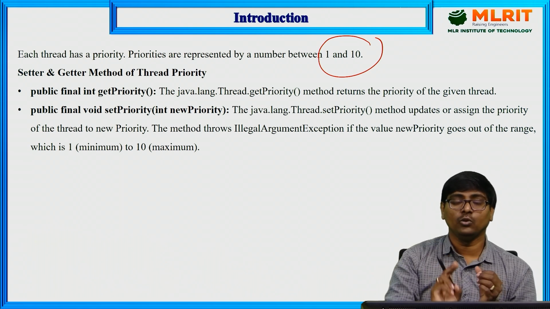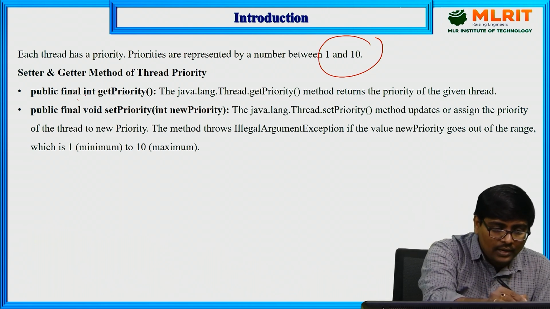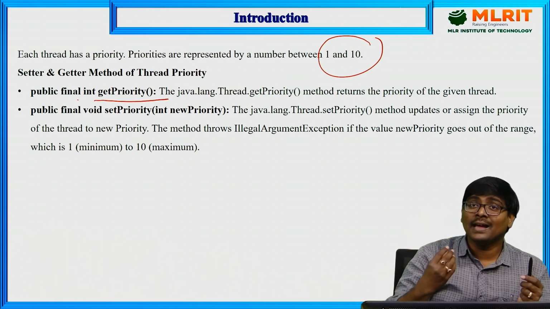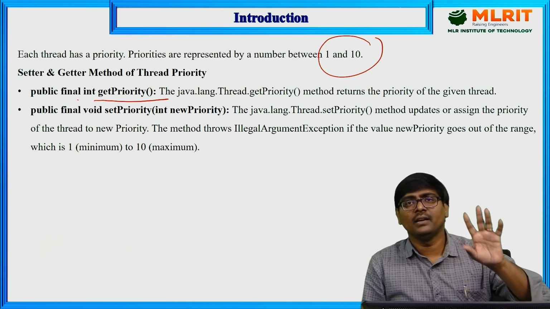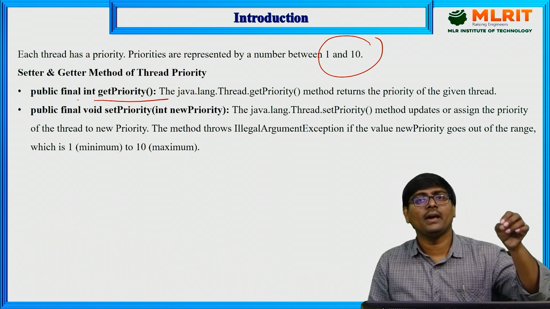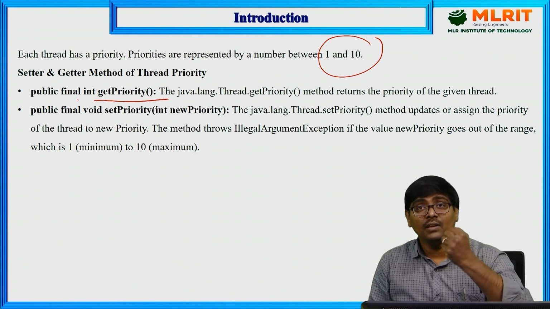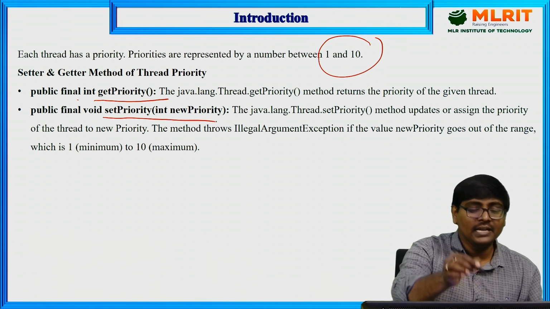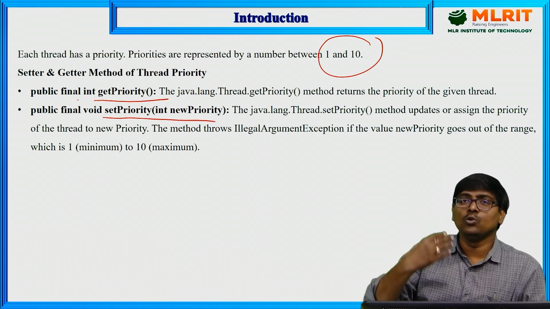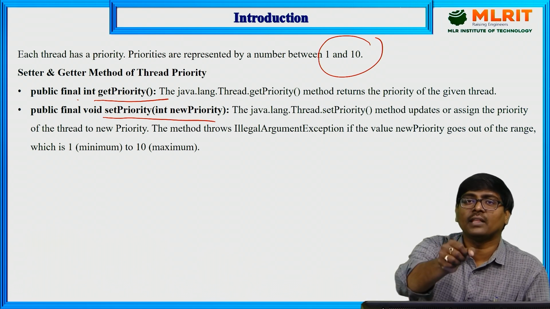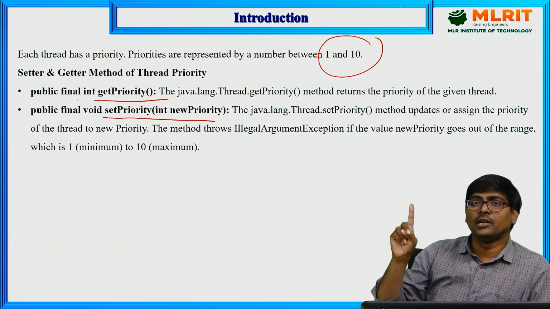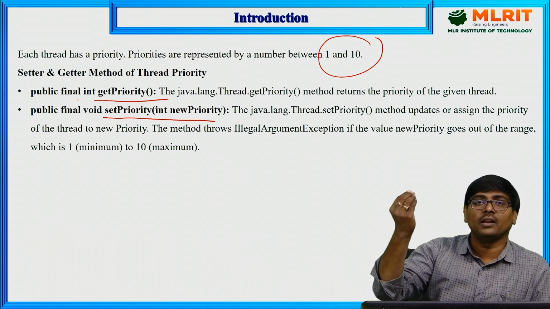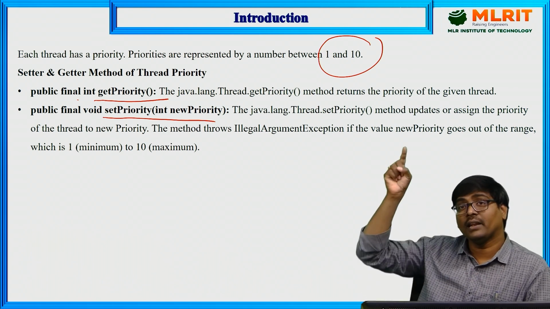For that we are using two methods. The first one is getPriority. This method is used to get the assigned priority. Already the thread is allocated with some priority. What is the priority that we assigned? For retrieving that, we use getPriority. Similarly, setPriority is used to assign a new priority for the existing thread. So remember, setPriority is for setting a priority, and getPriority is just for retrieving the priority we already assigned.